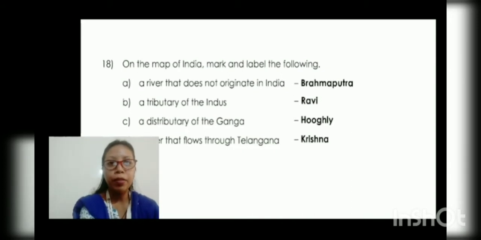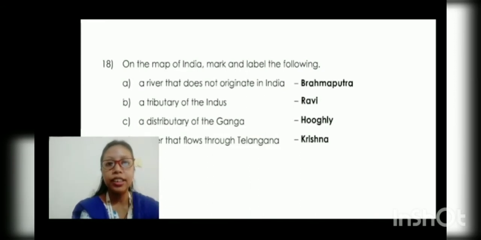On the map of India, mark and label the following. Here you have to take the map of India and mark these rivers and tributaries. I have already given you three maps regarding the rivers and the Indian map. Not only the rivers but also the tributaries. So you have to be very careful and study the rivers and the tributaries in detail.